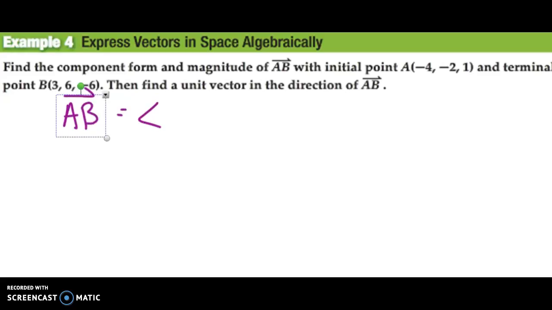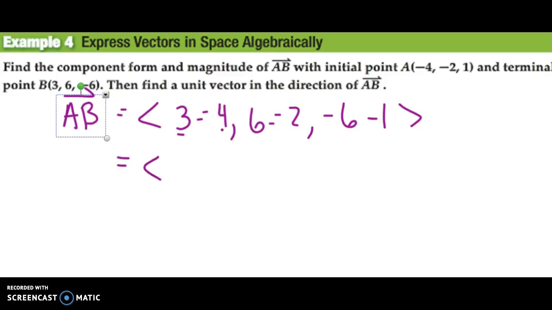And how I do that, remember, is I just subtract. I took 3 minus -4. I took 6 minus -2. And I took -6 minus 1. Remember, always starting with my initial point, with my terminal minus the initial point.